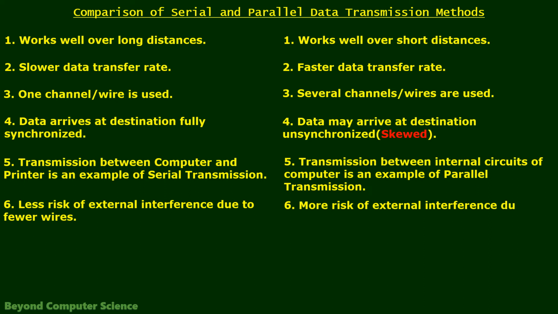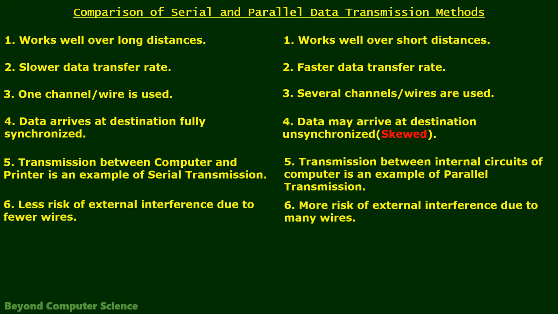Less risk of external interference due to fewer wires. So, what is external interference? External interference is when you have a more powerful wire near your data transmitting wires. The ones and zeros traveling through your wires can be affected by a more powerful electromagnetic source, and they can change your zeros to ones and ones to zeros. External interference is possible in parallel transmission as well, when two parallel wires that are transmitting data can also affect each other. They can also change zeros to ones of each other.